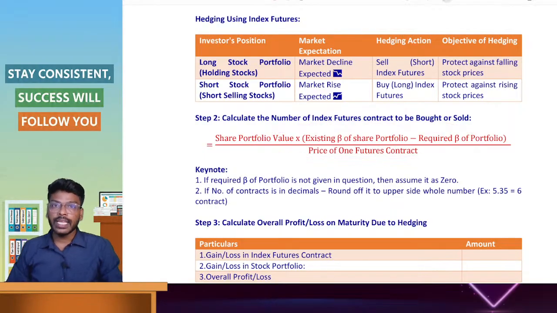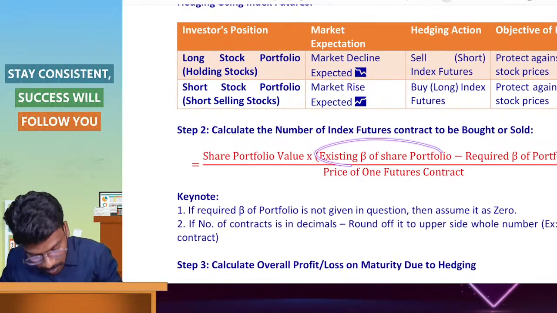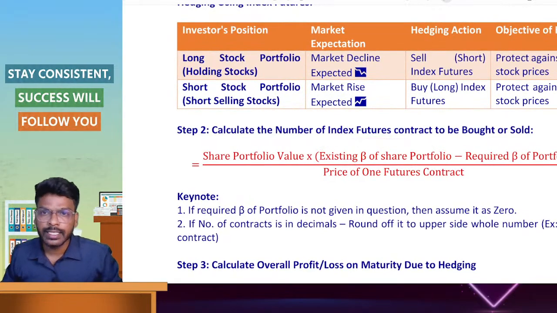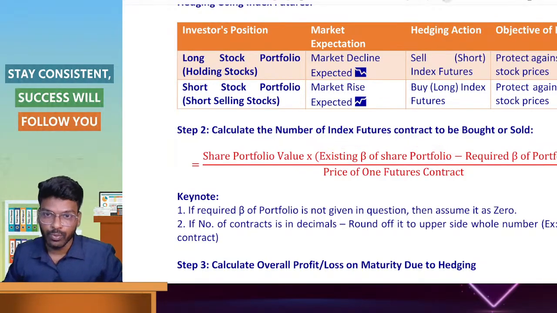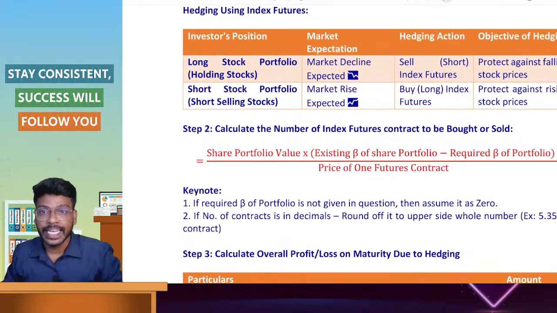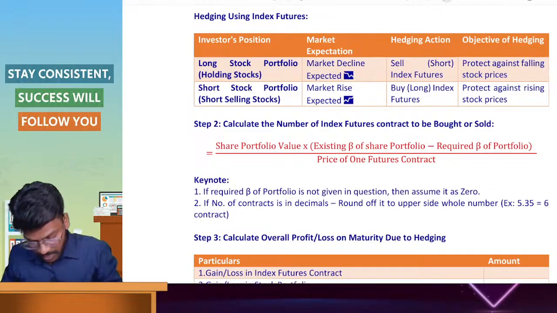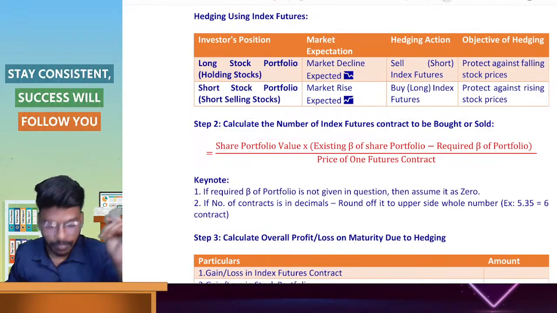Okay, in case we have a share portfolio, it will be multiplied with the beta. Beta is a risk, that is, the exposure of the share portfolio based on the market movement. We'll use the beta to compute the exposure value. So calculate the number of index future contracts to be bought or sold.